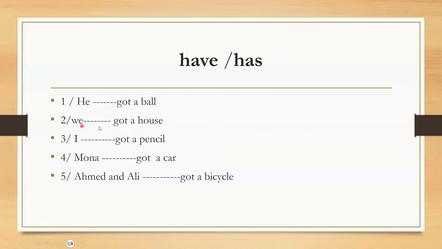Number two: we dash got a house. Have or has? I use have with we. Yes, good job. I will say we have got a house.